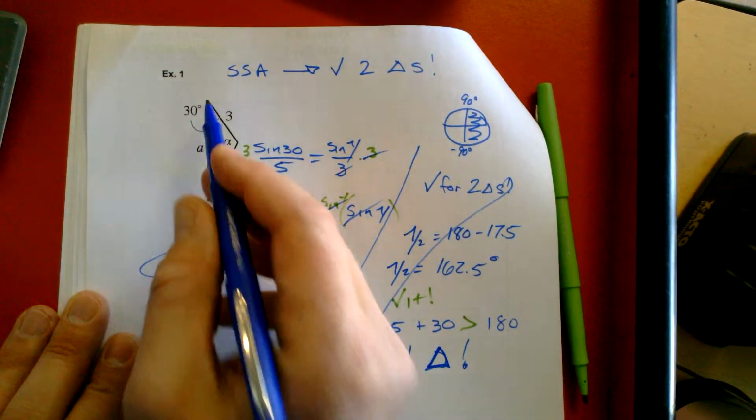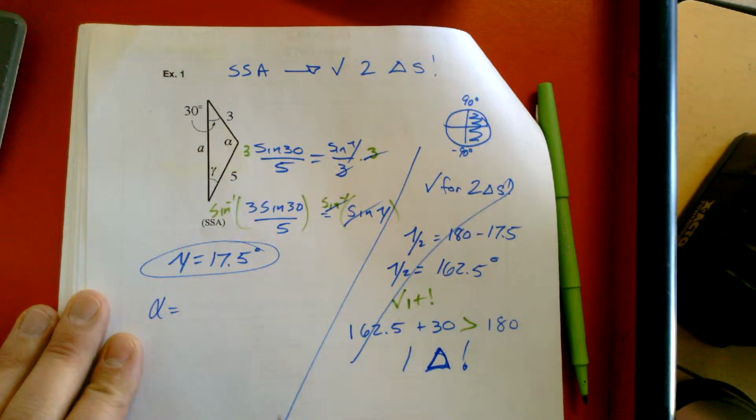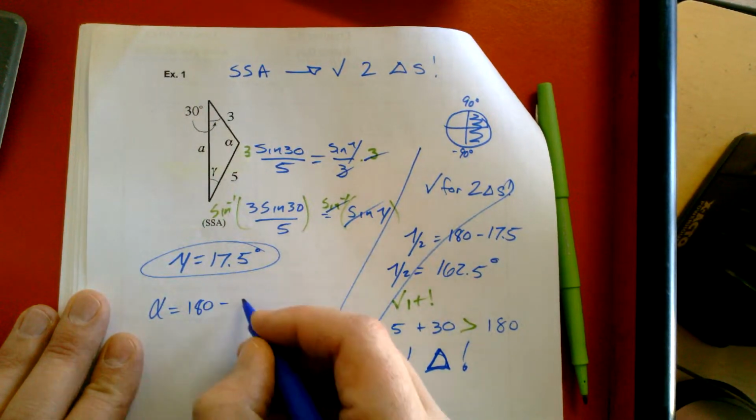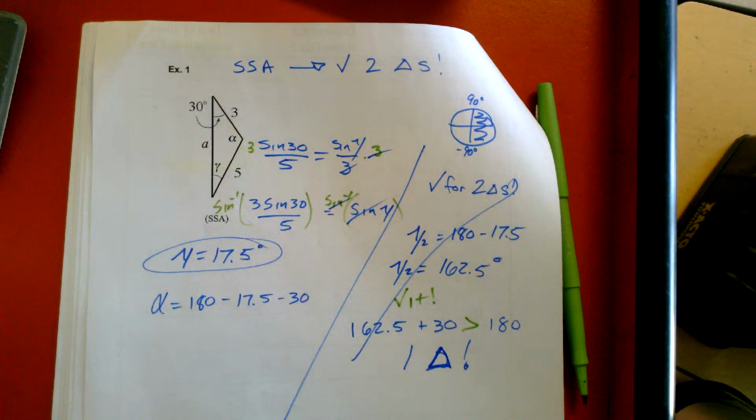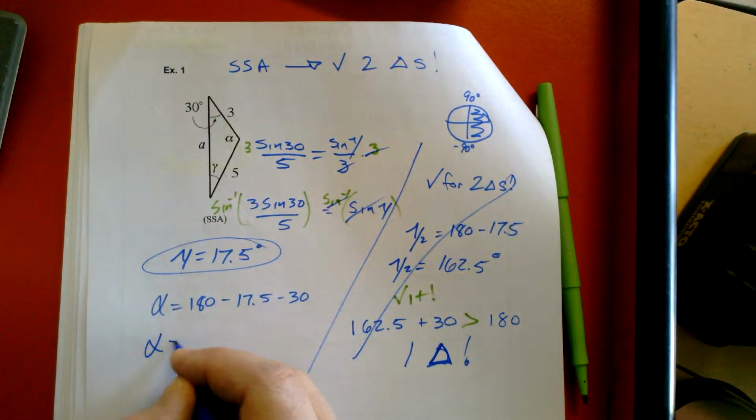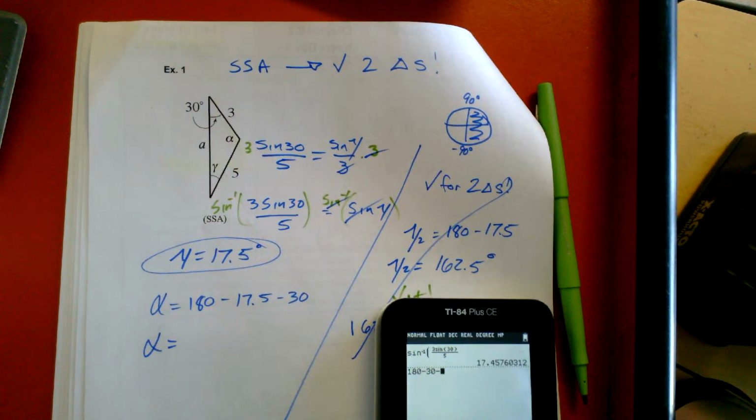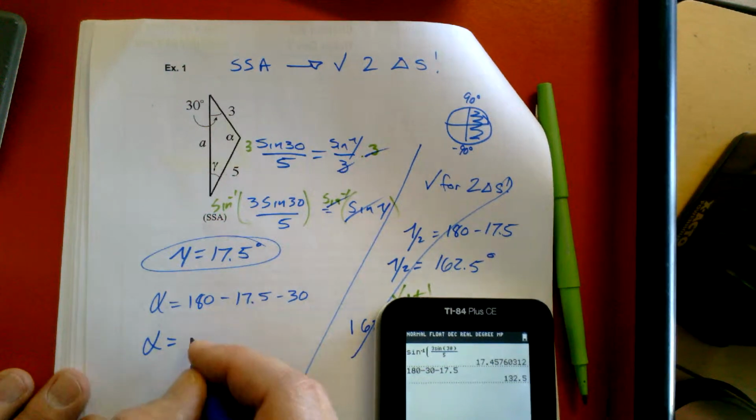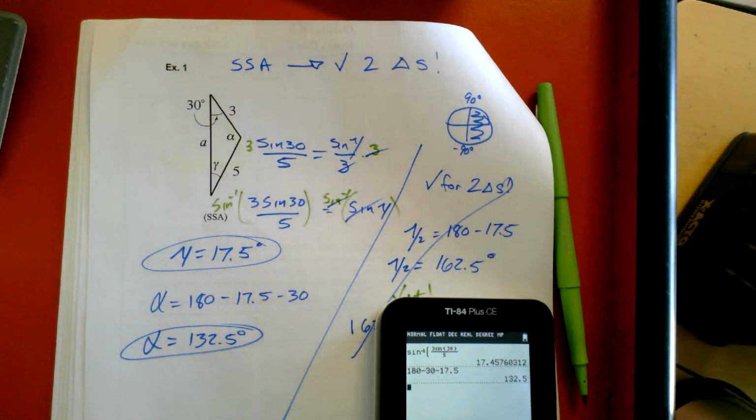I got my beta is 30. I got gamma, and now I can find alpha. Alpha is just what's left from 180 when I subtract gamma and beta, which is 30. So go ahead and do that computation here. I got 180 minus 30 minus 17 and a half, and I got alpha is 132 and a half degrees. All right. Am I done? Oh, I'm not done. I'm missing the side, so I got to find little a.